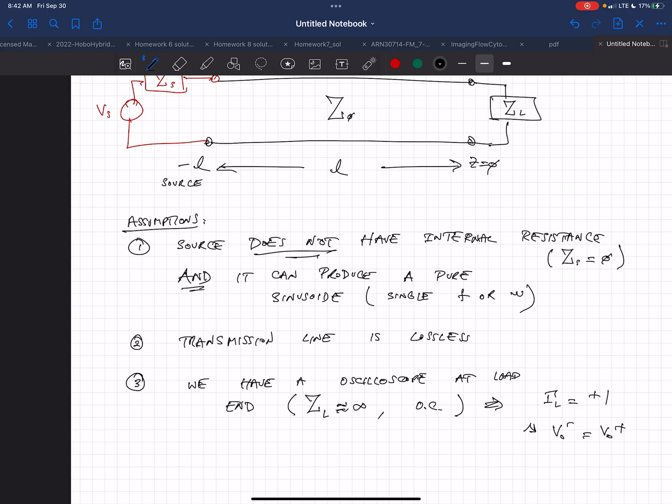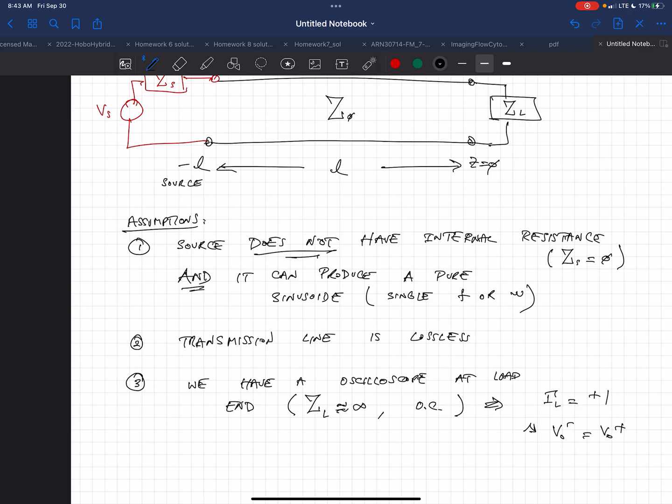If you have a 50 ohm transmission line cable going to an oscilloscope, the oscilloscope is going to look like an open circuit, and it's going to basically reflect everything all the way back. Okay, so that's what this assumption is for our analysis. We're looking at the end with the oscilloscope, and that's why we're calling it infinite, because it's much, much higher than your typical transmission line.